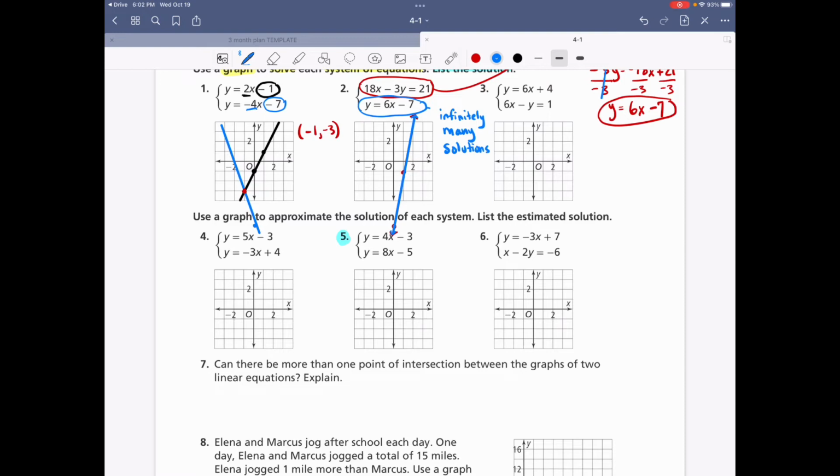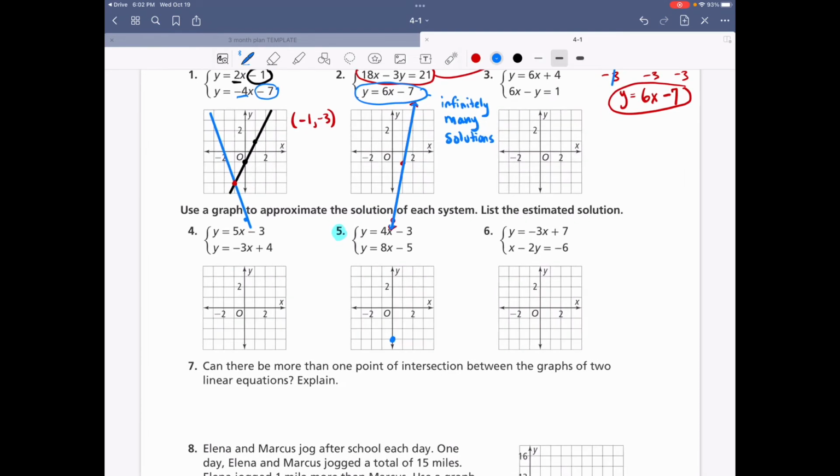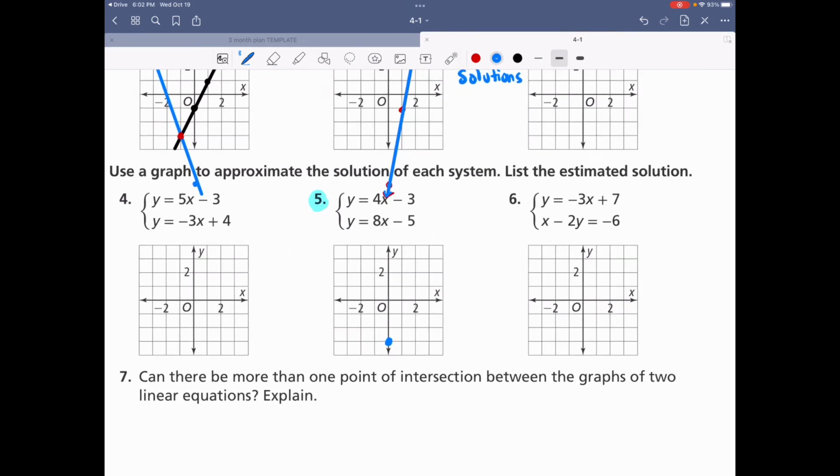So the y-intercept is -3. Put a point at -3. Zoom in. And the slope of the first one is 4. So we're going to rise 4. We're going to run 1. Connect. And then the other equation has a y-intercept of -5. So I'm down here at -5. And a slope of 8. So I'm going to go up 1, 2, 3, 4, 5, 6, 7, 8. And I'm going to run 1.